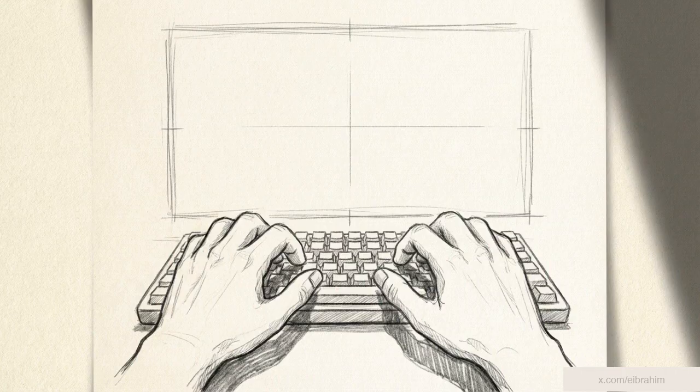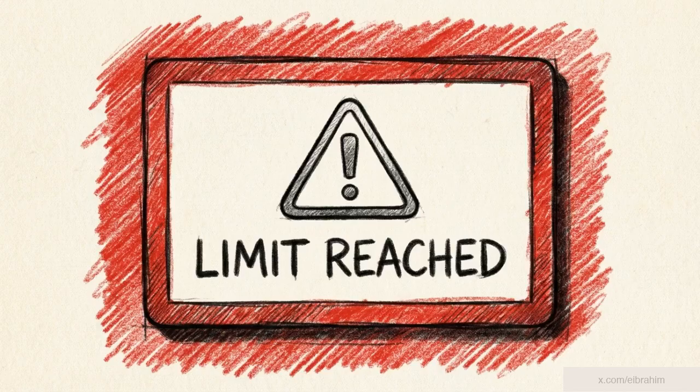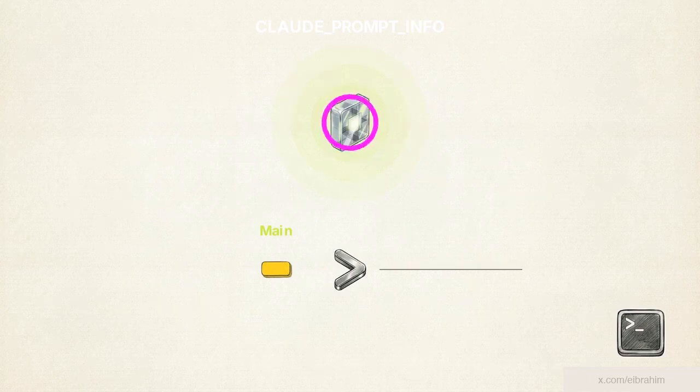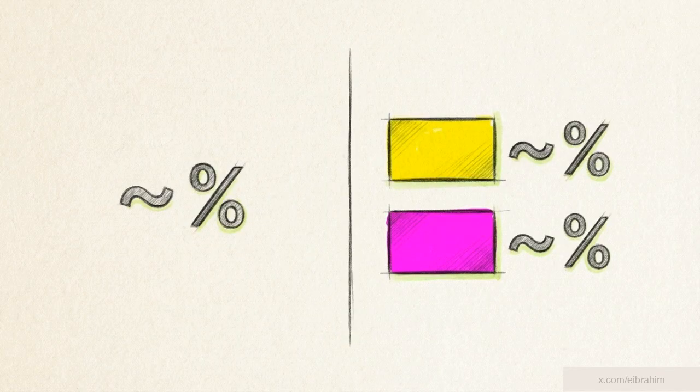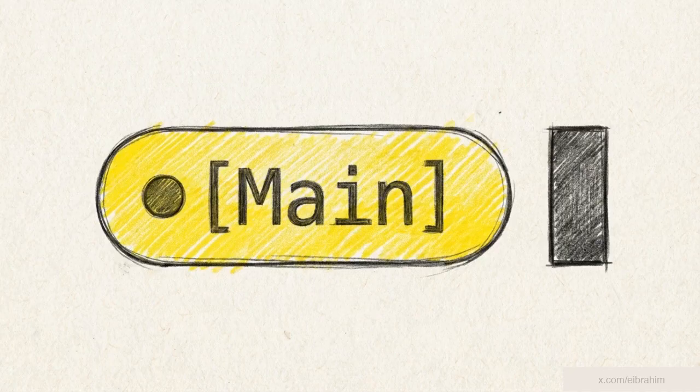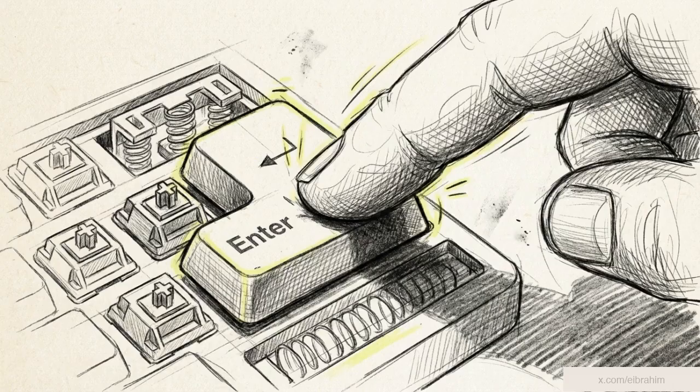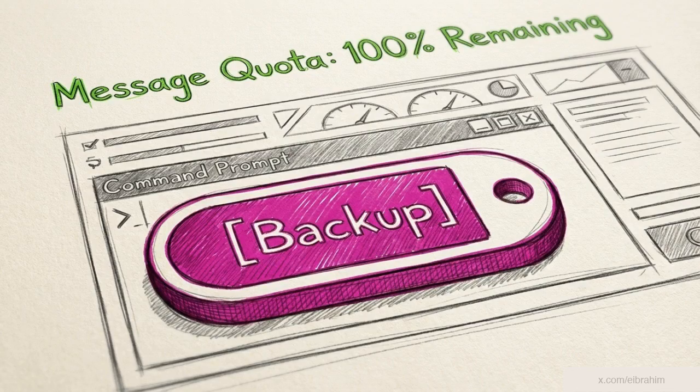Switching accounts in the background is useful, but if you can't see which one is active, you might accidentally use up messages on the wrong subscription. We solve this by creating a helper variable called CLAUDE_PROMPT_INFO that updates every time you run your C1 or C2 aliases. Adding this variable to your terminal prompt, shown here in the main and backup tags, gives a clear, color-coded indicator of which account is ready. This gives you immediate feedback the moment you type your alias, so you can confirm your environment before you ever start a session. This persistent indicator helps prevent the simple mistake of spending your message quota on the wrong account.